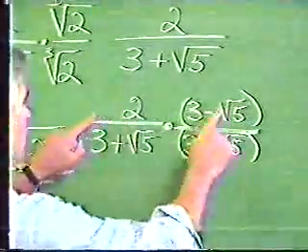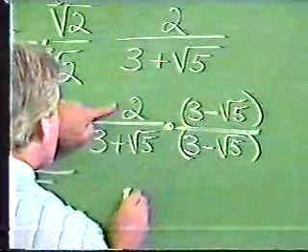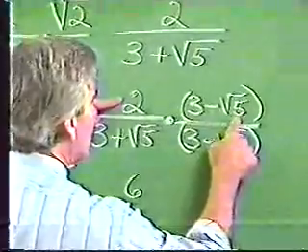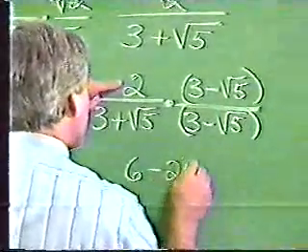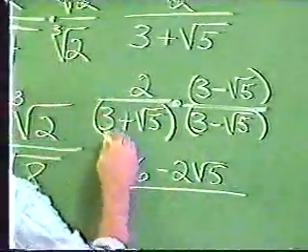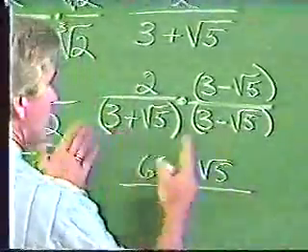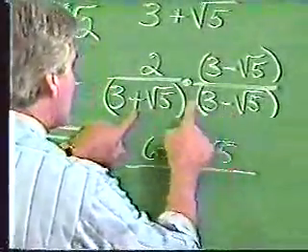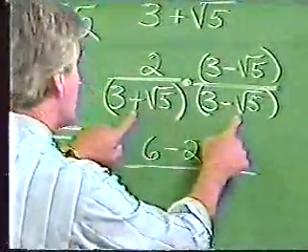All right. Now, in the numerator, we get 2 times 3, 6. This is by the distributive property. 2 times the negative square root of 5 is minus 2 root 5. In the denominator, now, we're multiplying two binomials. It turns out that the middle term that we would anticipate goes out here. The sum of terms times the difference of the same two terms.